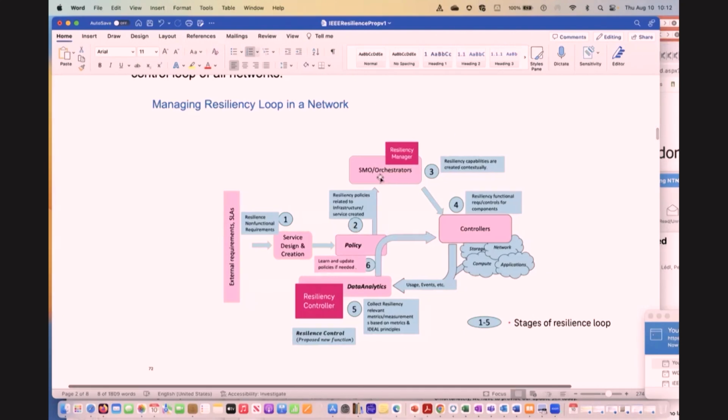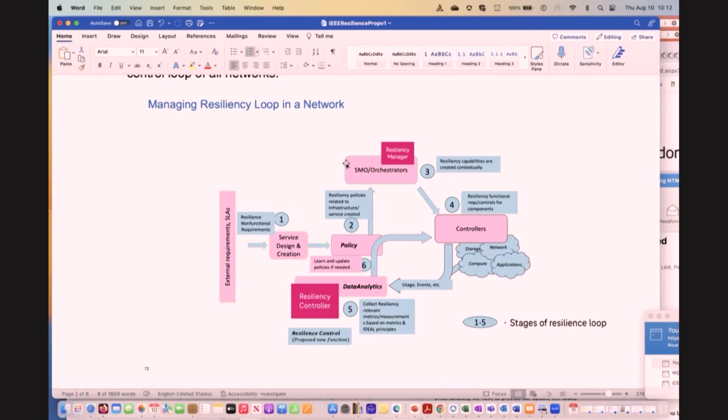This loop shows that in networking terminology, you basically have a set of orchestrators. In ORAN terminology, this is called SMO, or service management and orchestration, which does the orchestration of services, and also collects all the information and provides policy and other capabilities to the underlying system.